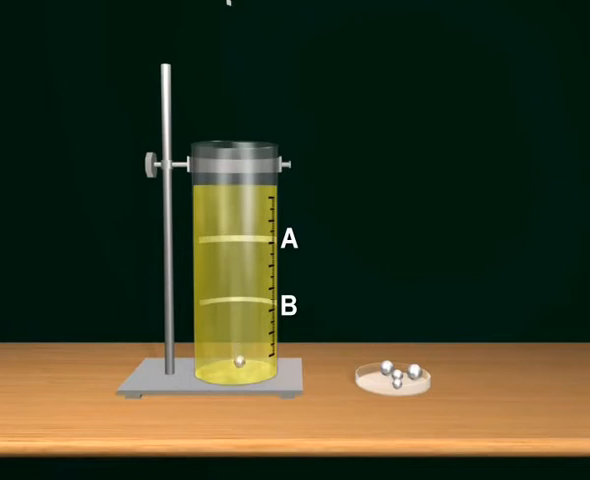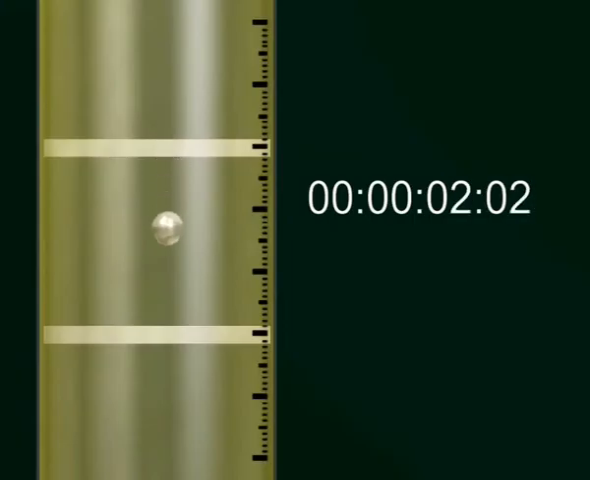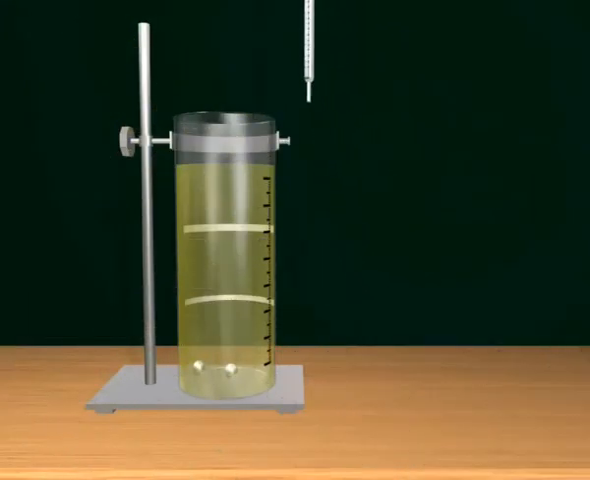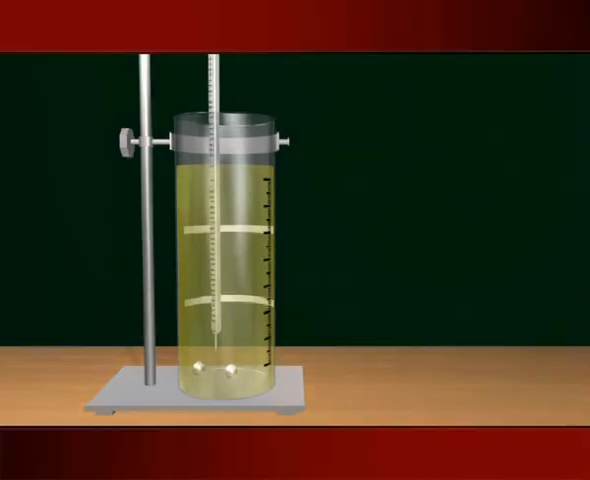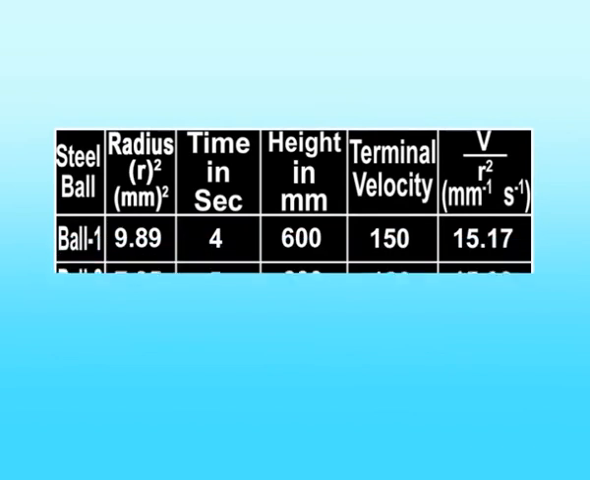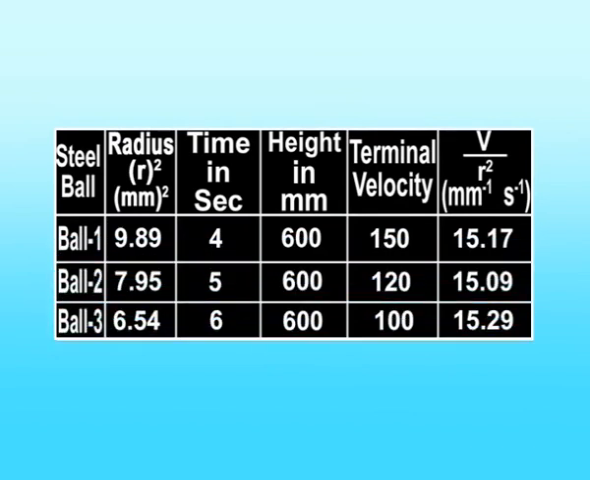Repeat the same steps for each of the other balls also. Be sure that you keep the distance fallen same in all cases. Finally, note and record the temperature of the liquid, which is 22 degrees Celsius in this case. Ultimately, you should have these observations noted in your record file.